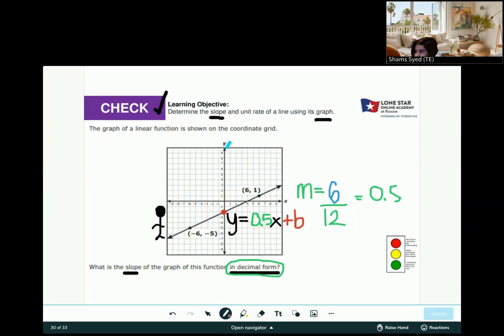-2. Kayla says -2. Regina says -2. I will erase plus b because it's not a plus. It is a minus and it is 2. My complete equation is y equals 0.5x minus 2.